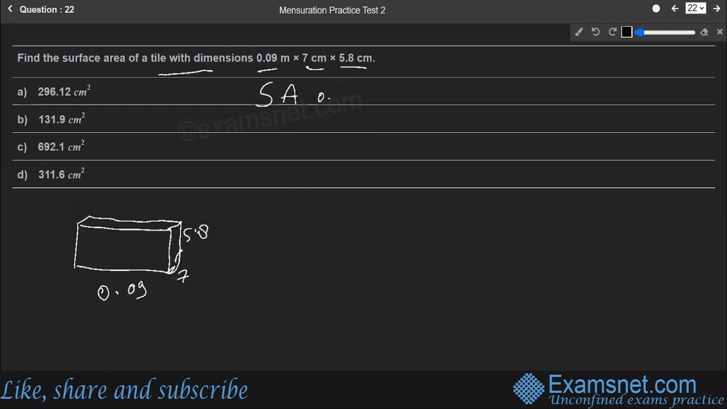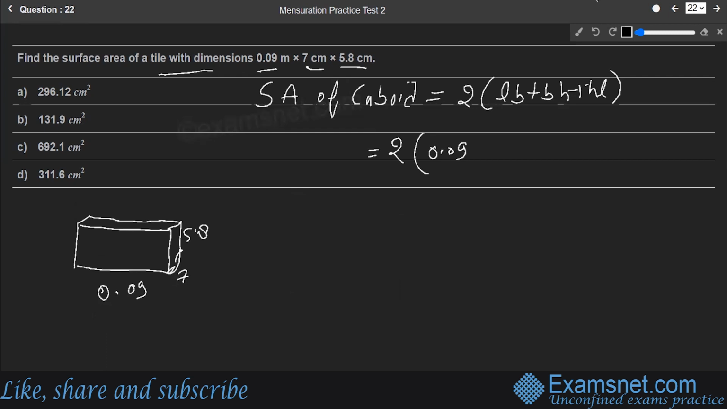Surface area of a cuboid, because the tile is in the shape of a cuboid, is always given by twice of LB plus BH plus HL. This is how the surface area is given. So let us put down the values inside. Twice of L value, which is 0.09 into breadth value. Okay, so the length value is 0.09 meter.